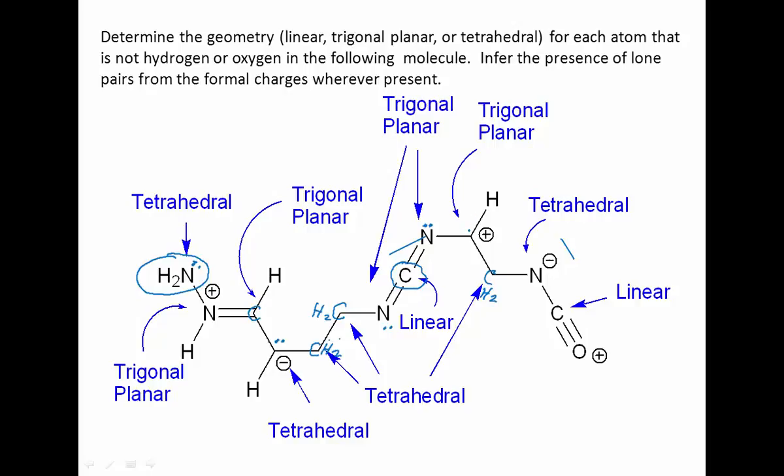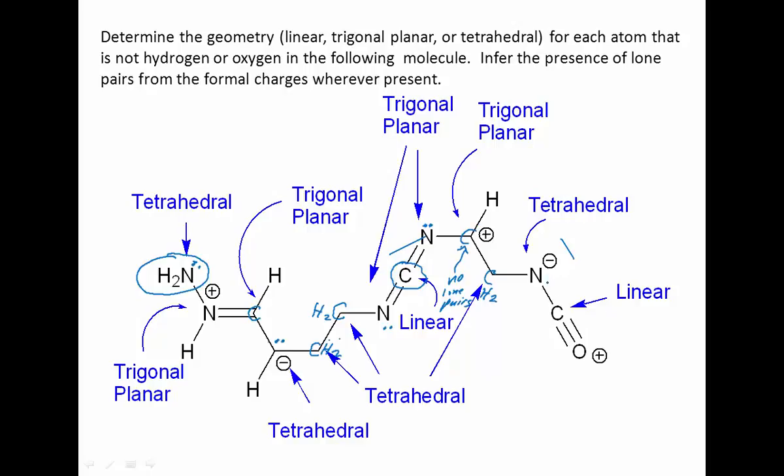Okay, if we look here, because it's got a positive charge, there are no lone pairs. No lone pairs are attached there. There's only 6 electrons there, but there's 3 atoms attached, a nitrogen, a hydrogen, and a carbon. Thus, this carbon is trigonal planar.